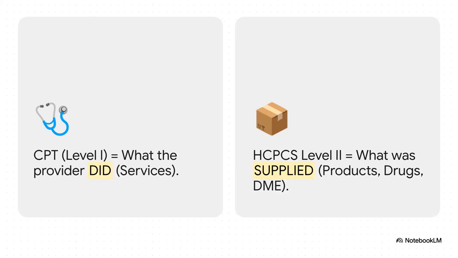The main difference between these two code sets is actually pretty straightforward. CPT, or Level 1, is all about what the provider absolutely did, the actual services and procedures. But HCPCS Level 2? That is entirely about what was supplied or dispensed. We're talking products, durable medical equipment, and injectable drugs. These are standardized alphanumeric codes used mainly to bill Medicare, Medicaid, and commercial payers.